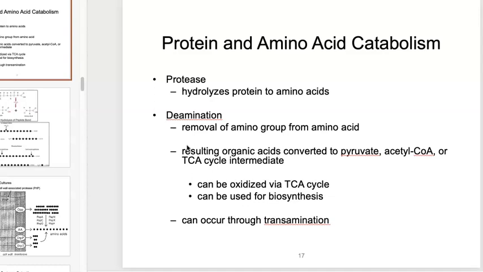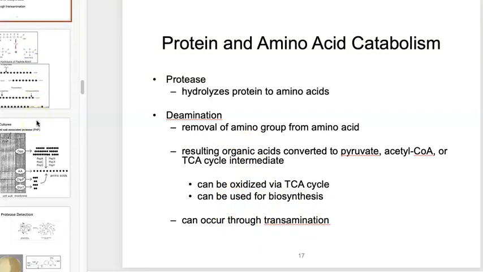Deamination is typically required because that's the removal of an amino group, sort of the dismantling of the amino acids into individual components, resulting in organic acids that can be readily converted to pyruvate or the 2-carbon acetyl-CoA or other TCA cycle intermediates. And these can then be fed into the TCA cycle and oxidized to produce electron carriers such as FADH2 and NADH, but also to produce energy. And again, the carbon skeletons can be used for biosynthesis. And one of the main processes here is something called transamination, which I'll talk about.